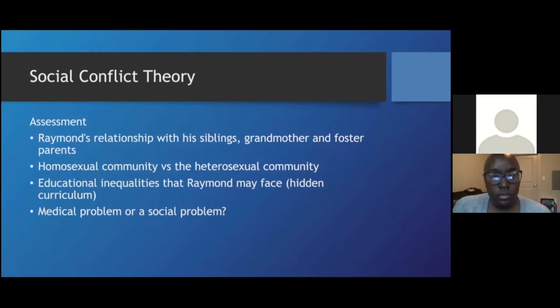Another thing a social conflict theorist might be interested in would be the conflict between the homosexual community and the heterosexual community. The homosexual community is smaller and has less power, and is generally more disenfranchised. So I think that would be something they'd be really interested in examining with Raymond, and how that conflict sort of is shaping the person that he is at this moment.